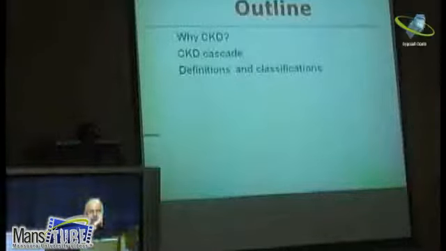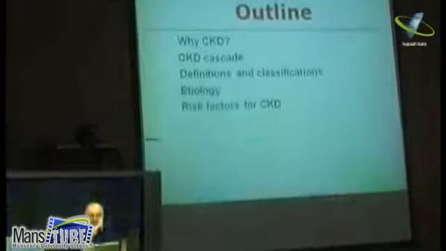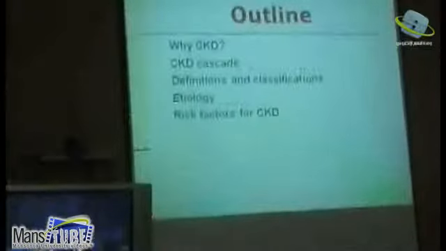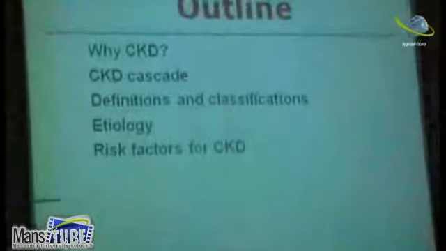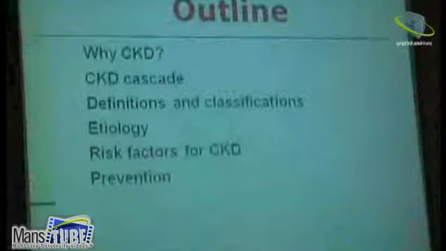I will present some definitions and classification of chronic kidney disease. This is the etiology, in one or two slides. Then the main part of the presentation is to discuss some risk factors, not all risk factors, but some important risk factors in my view, about chronic kidney disease. And then I'll end with a few slides on prevention.